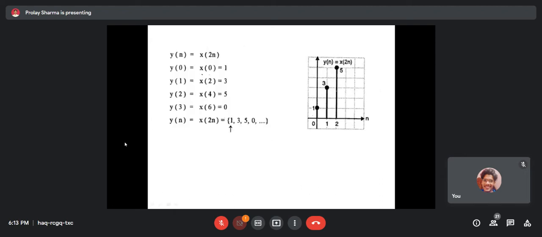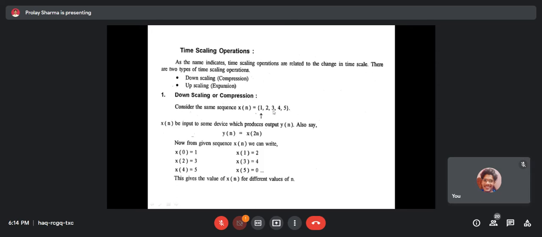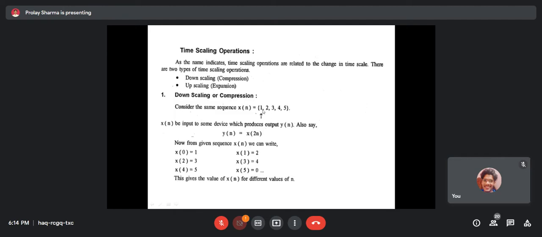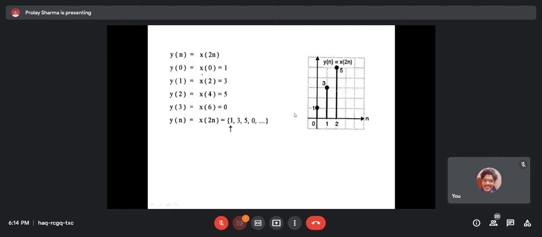So obviously x[6] will be 0 and all other values will be 0 if we change the value of n. So the output signal we can represent as 1, then 3, then 5, then 0. After that operation we got this signal. Before the operation the signal is 1, 2, 3, 4, 5. Now you see that the number of sample values is 5.